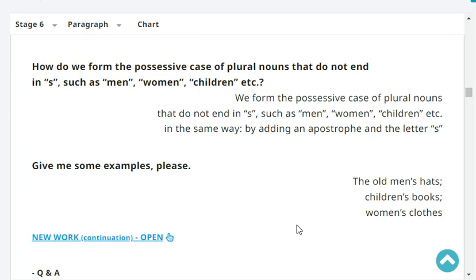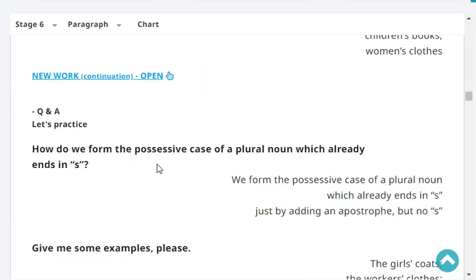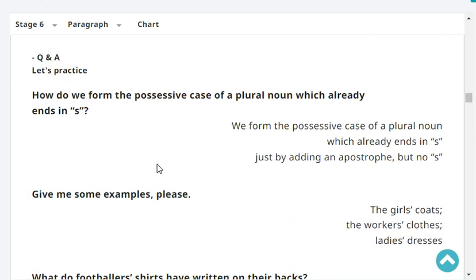Give me some examples, please. The old man's hat, children's books, women's clothes. Very good.